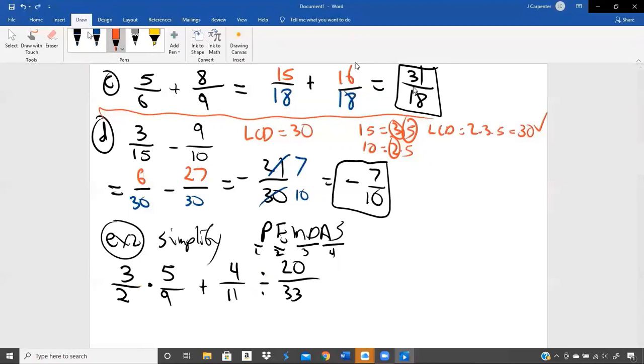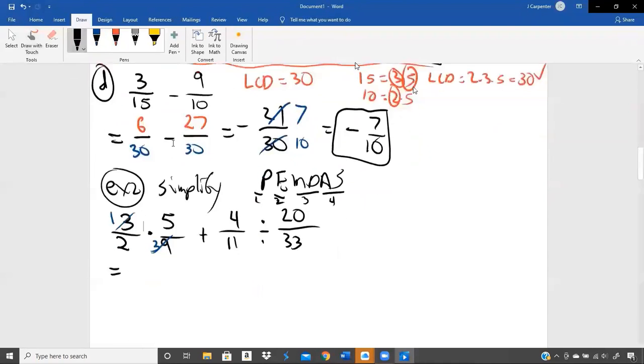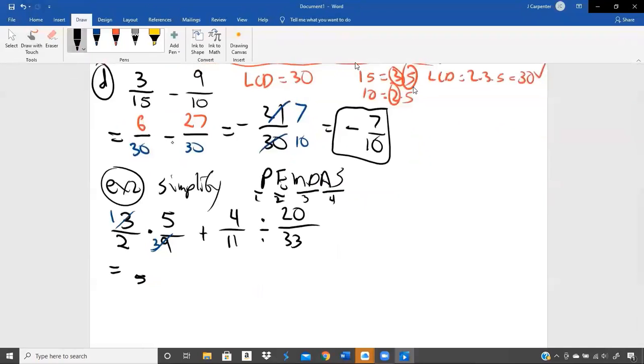All right, that's a product, so we're just going to reduce whatever we can. 2 and 5, 2 and 3, 5 and 9. Nope, none of those reduce, but 3 and 9 do. 3 goes into 3 once and into 9 3 times. Then multiply that straight across. 1 times 5 is 5 over 2 times 3 is 6. So that's 5 over 6 plus 4 over 11 divided by 20 over 33.